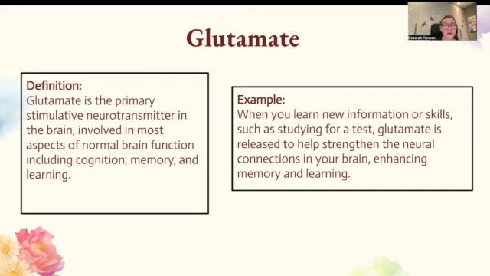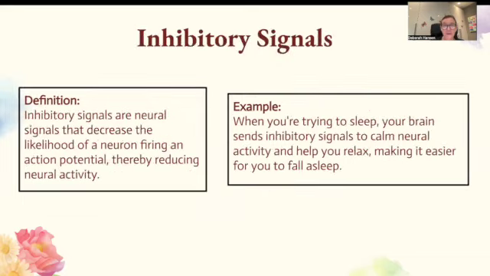Glutamate. Glutamate is the primary stimulative neurotransmitter in the brain, involved in most aspects of normal brain function, including cognition, memory, and learning. An example: when you learn new information or skills, such as studying for a test, glutamate is released to help strengthen the neural connections in your brain, enhancing memory and learning.